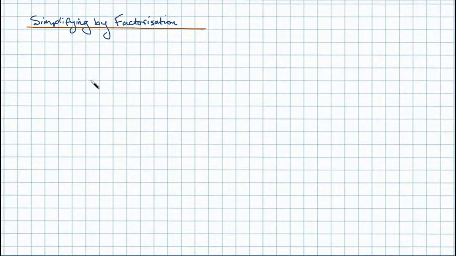Okay, so what I'm going to do in this video is show you how to simplify by factorization. So this is when we've got something like this. Let's say, let's call this A, 4m plus 20 divided by 4m. So let's just start with something like that.